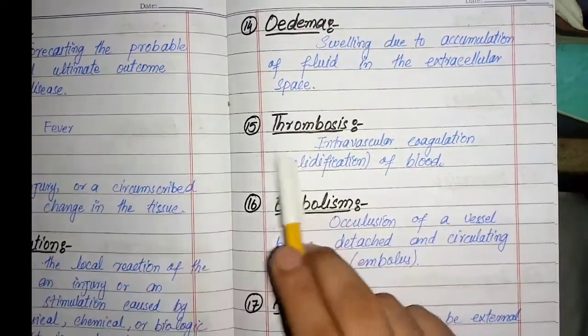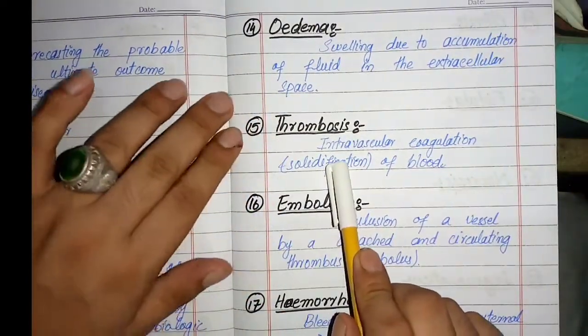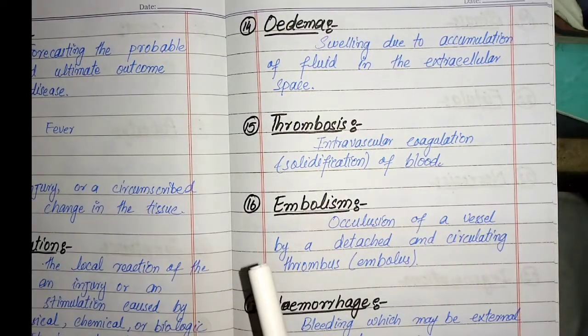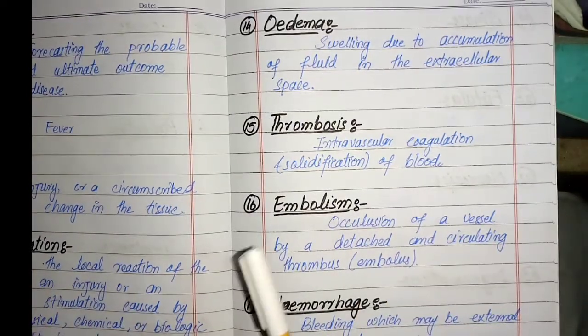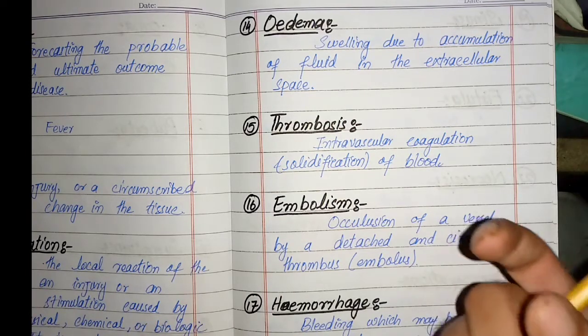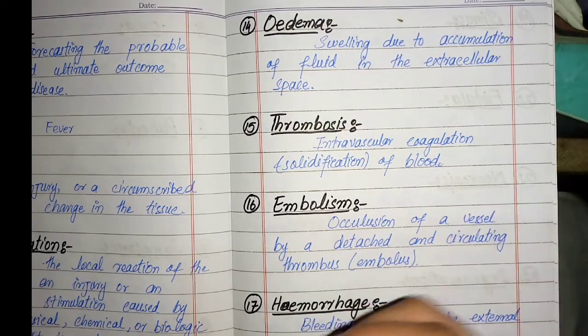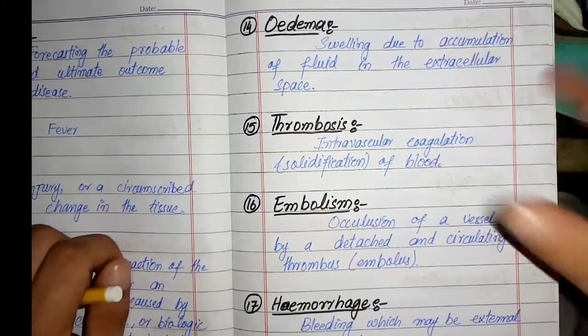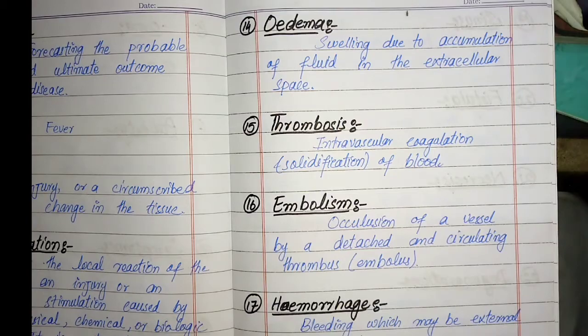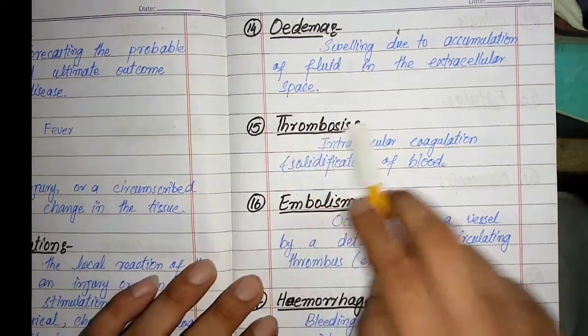And thrombosis, what is thrombosis? Thrombosis is intravascular coagulation of blood, which means whenever in our vessels, either artery, vein or capillaries, the blood in these vessels forms solid particles or coagulates, this coagulated part of blood is called thrombosis.